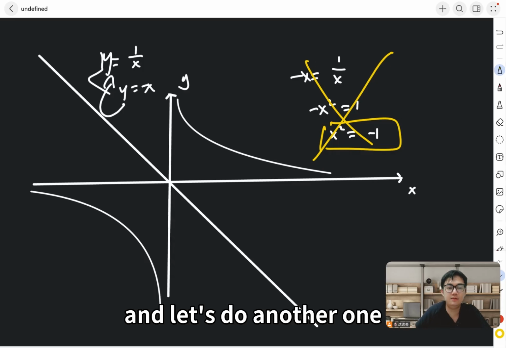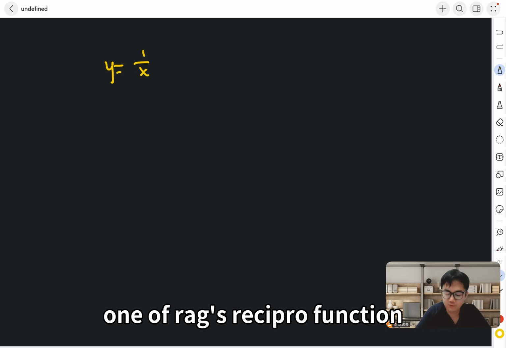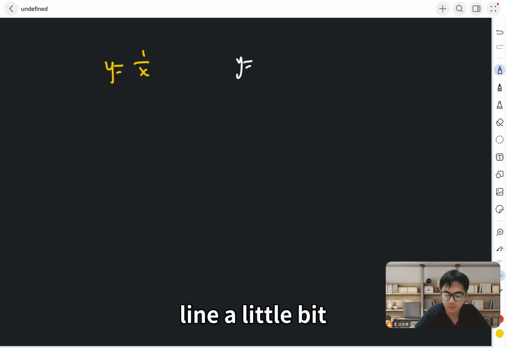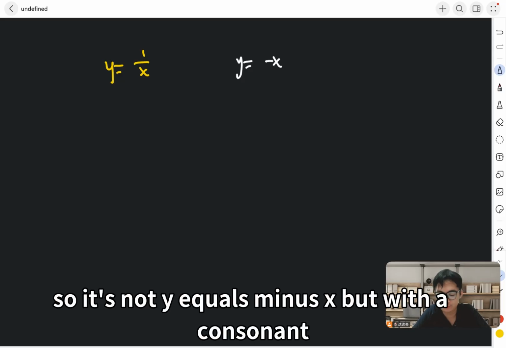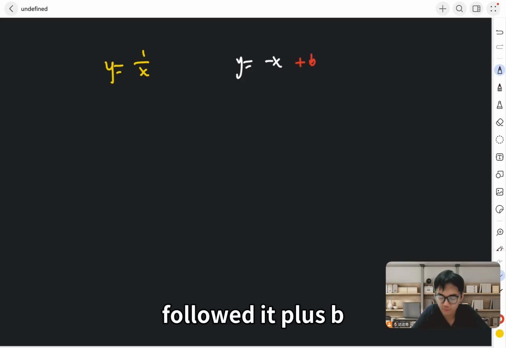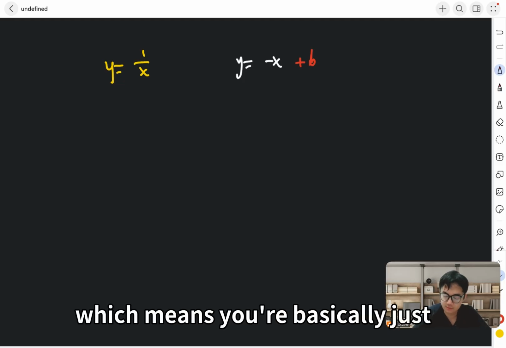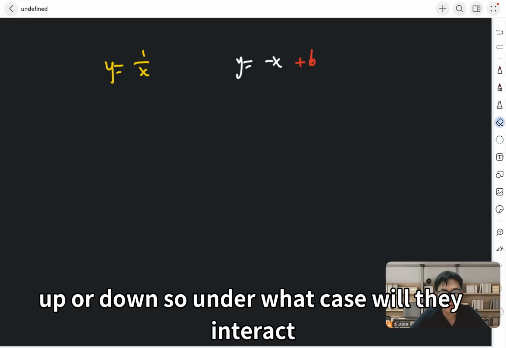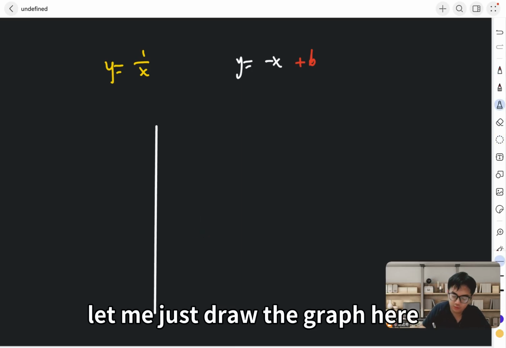And let's do another one. So y equals 1 over x, the reciprocal function. And let me change the straight line a little bit. So it's not y equals minus x, but with a constant, plus b, which means you're basically just moving the straight line up or down. So under what case will they intersect? And let me just draw the graph here.